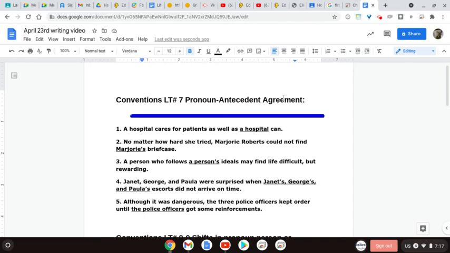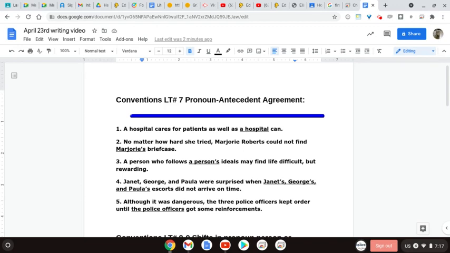So when we talk about agreement, we're referring to the fact that a pronoun needs to agree with the noun it's replacing, the antecedent. Let's do a couple of practice examples. We're running through the definitions here of the learning targets because we've covered them in every single 9 weeks up to this point. Number 1, a hospital cares for patients as well as a hospital can. What word can we change this to, so that this second version of the hospital is replaced with a pronoun and it agrees in both number, in other words, singular to singular, plural to plural, and gender, as in masculine, feminine, or neutral?